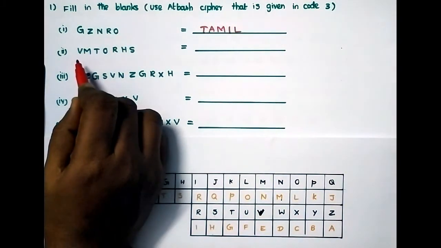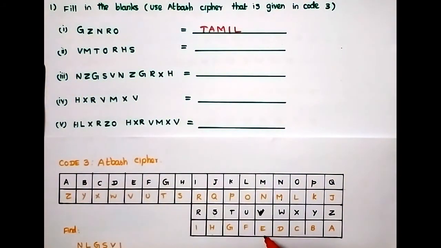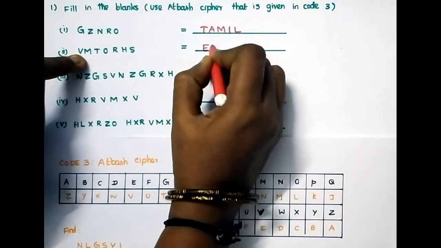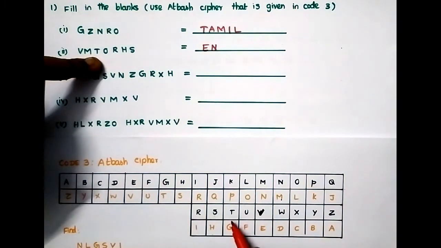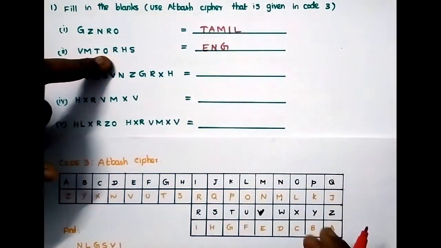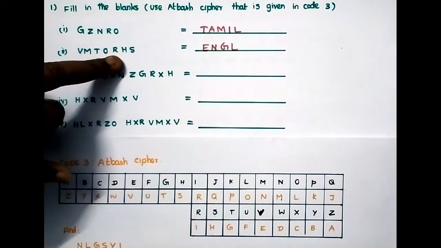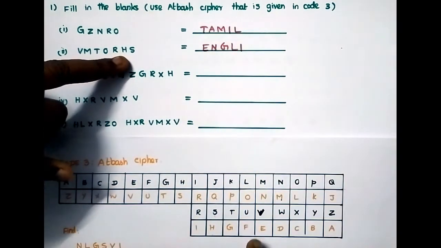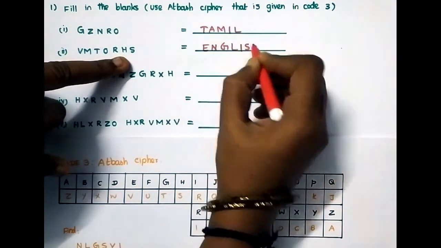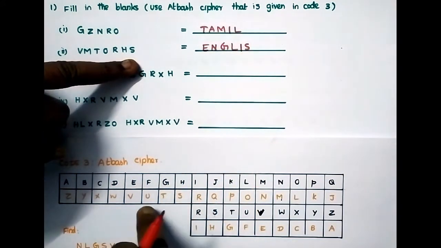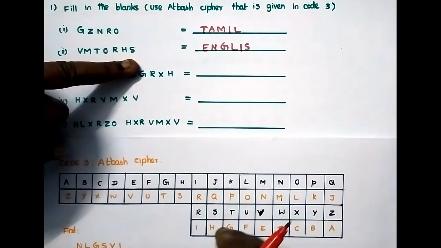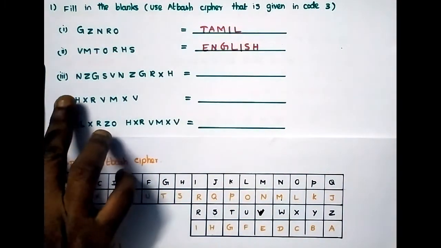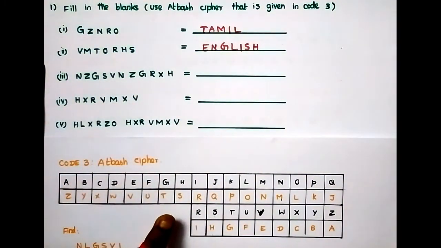Next word, V. V is E. M, that is N. Next T, G. O, L. R, I. H, S. S, H. There is S, that is H. So English. Like that, third word is N.